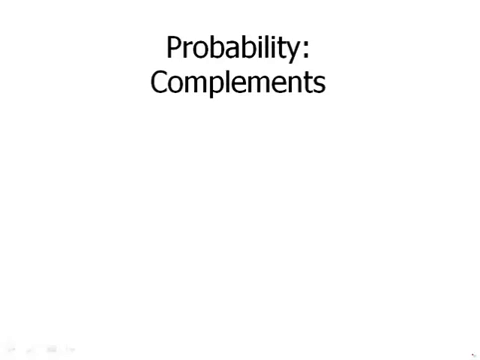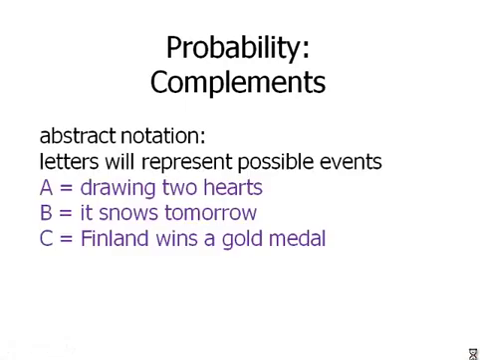Now we can talk about some of the basic probability rules, including the complement rule. So before we talk about the rules, let's talk about the notation we'll be using here. We're going to be using letters to represent possible events. So A could be drawing 2 hearts, B could be it snows tomorrow, C it could be Finland wins a gold medal. And of course with each one of these we'd have to specify the kind of situation in which we'd want to know the probability of one of these things to happen.